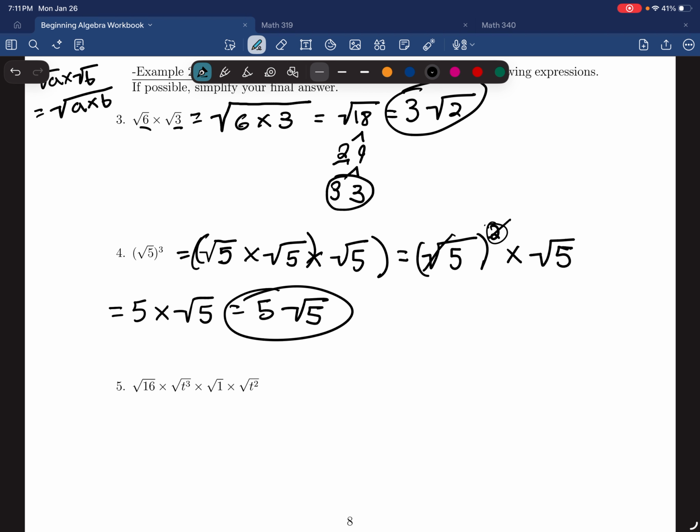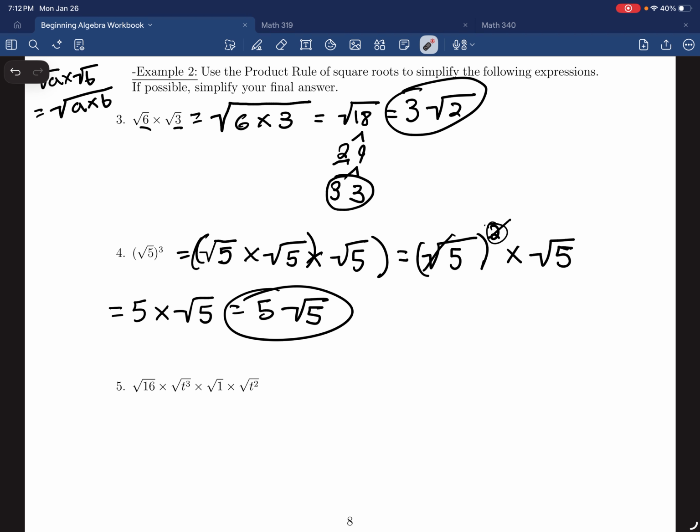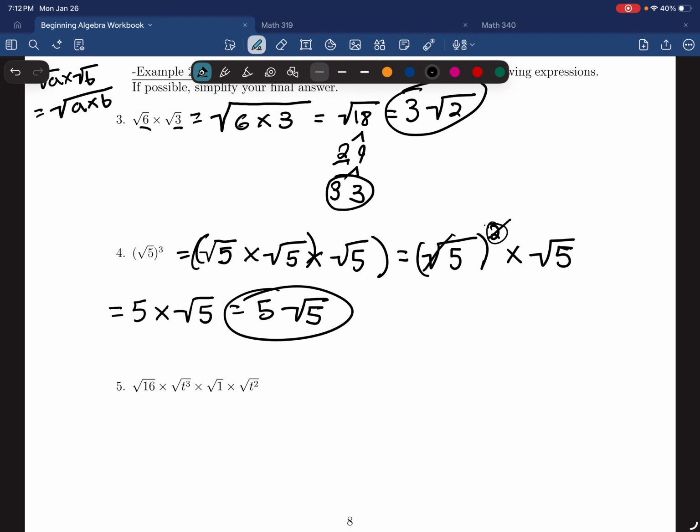Now, if you wanted to, you could use this original rule. You can say 5 times 5 times 5, that's 125. And you could make a factor tree. And when you make that factor tree, you get this simplified answer. Either way is the correct process. Whatever process you'd like to do is correct. Alrighty, so for example 5, I encourage you to pause the video and go through this on your own. Now let's work through it.